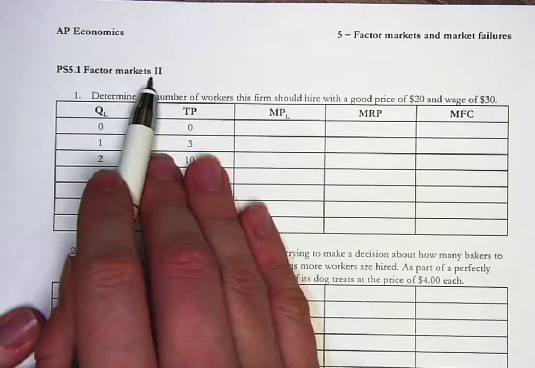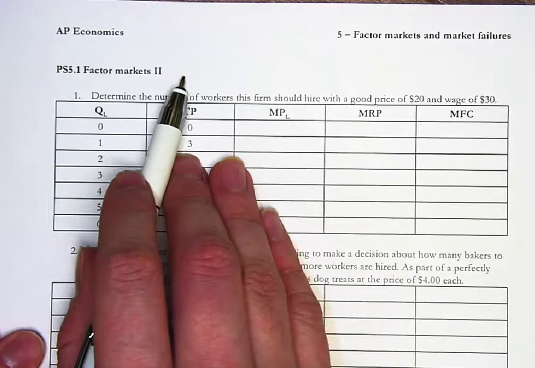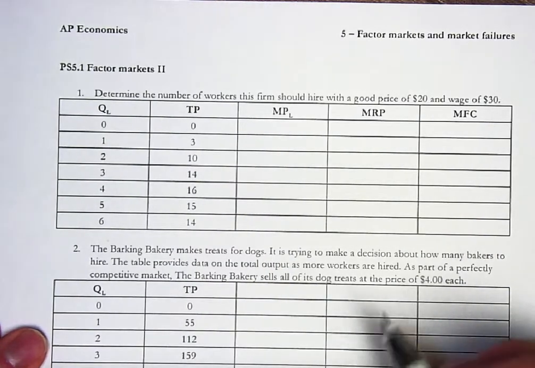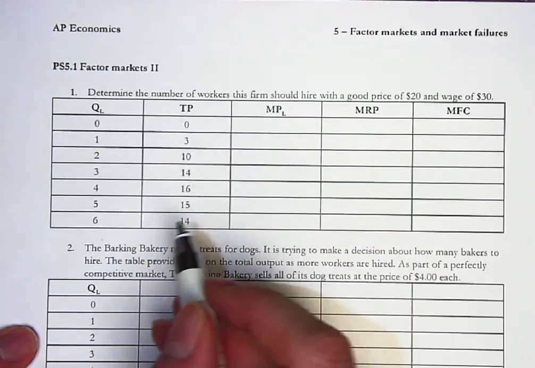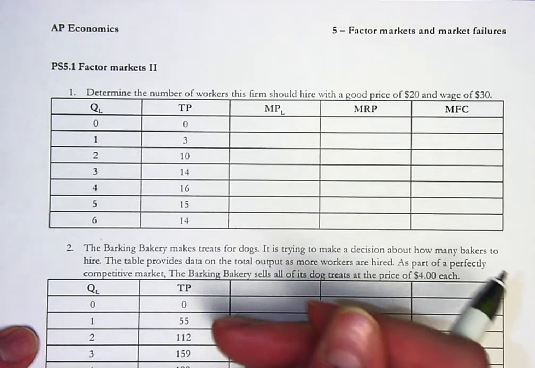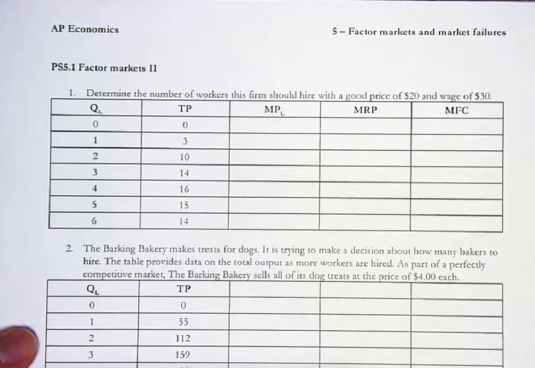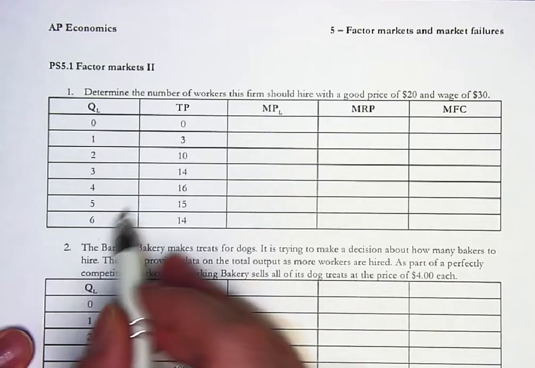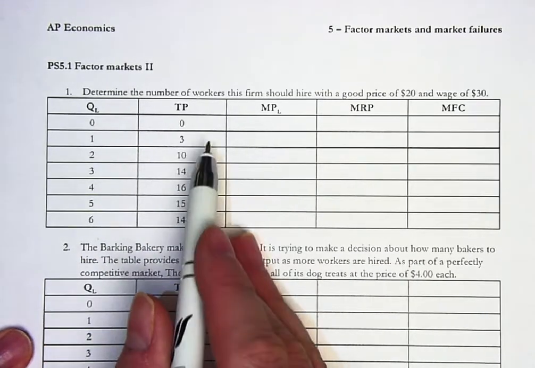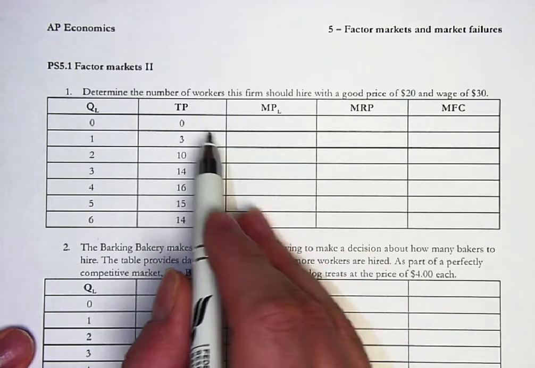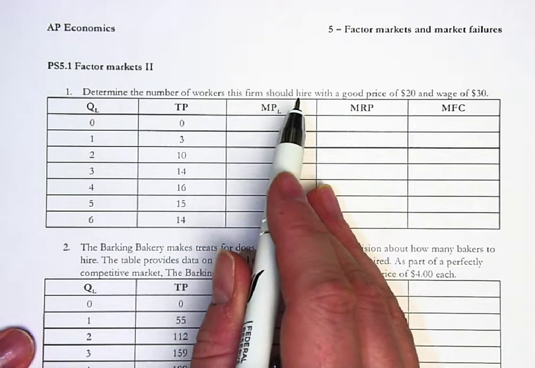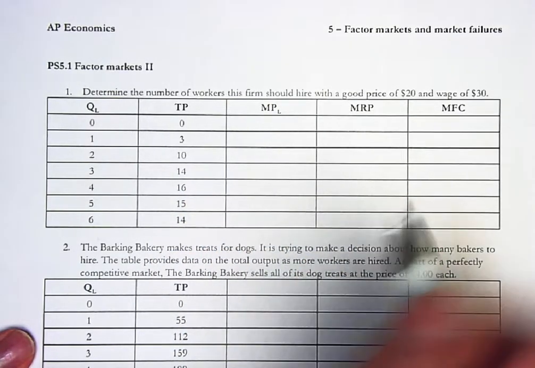In this set of practice problems, we're going to take a look at the second set of factor market problems. These are really asking how many workers or how many machines should a company hire? And it gives you a few different pieces of information. So the first problem has a table with quantity of labor and the total product with them.